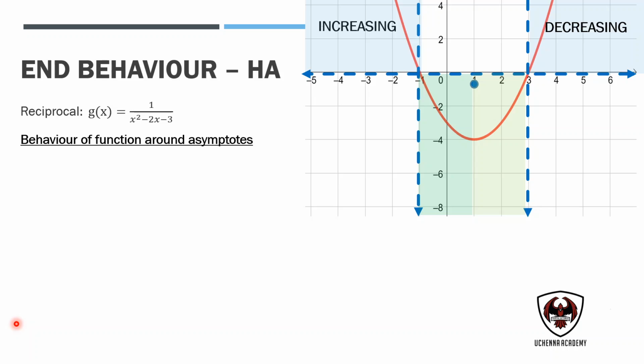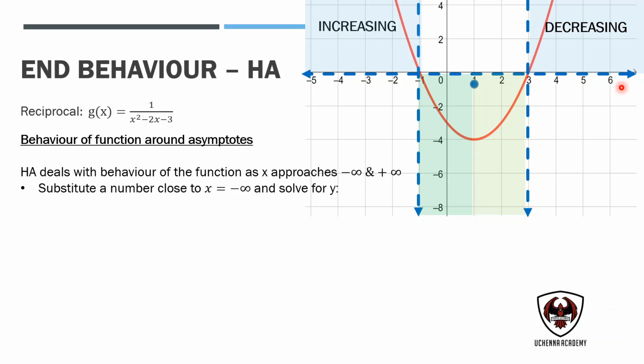The last thing is the end behavior along the horizontal asymptote. And horizontal asymptote is a little bit different than vertical. It deals with x approaches -infinity, that's on this end, and x approaches positive infinity, which is on the opposite end of the graph. So what am I going to do? I'm going to plug in x is equal to negative infinity into my equation and figure out what y is approaching. Now, what kind of number is good enough to be negative infinity?